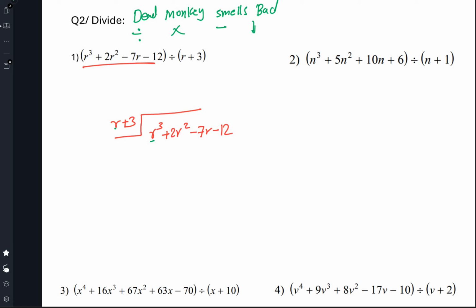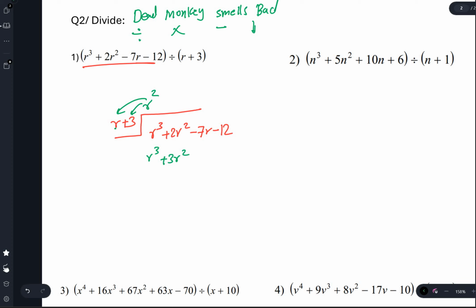R power 3 divided by r, you subtract the powers, equals r power 2. Now multiply r power 2 by both of them. R power 2 times r equals r power 3, plus r power 2 times 3 equals 3r power 2.